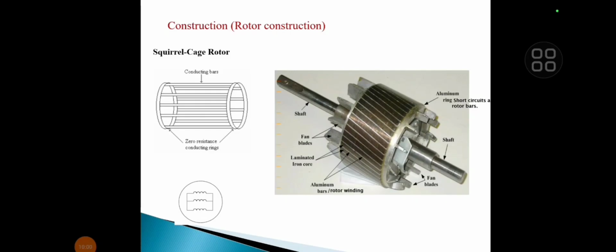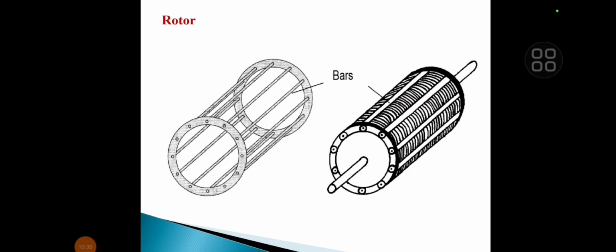When these bars are short circuited by using end rings, the rotor winding acts as a short circuited winding like a transformer secondary. And we know that the induction motor is nothing but a rotating transformer. In a transformer there are also primary winding and secondary winding. Like that, in an induction motor, the stator winding acts as the primary winding and the rotor winding acts as the secondary winding.